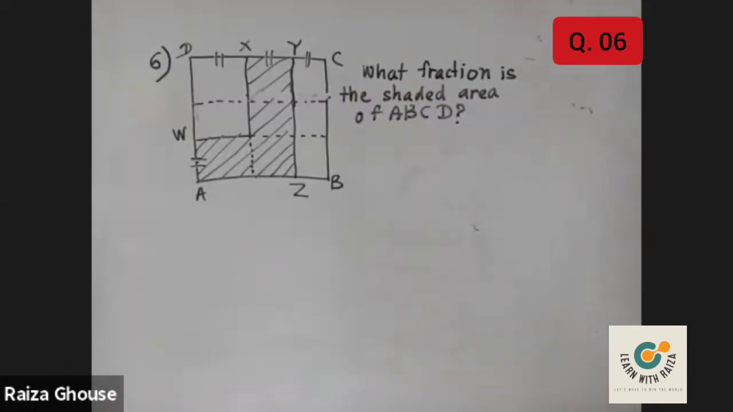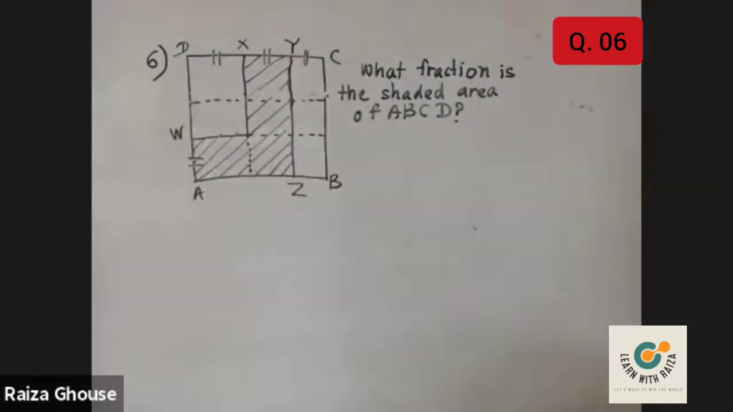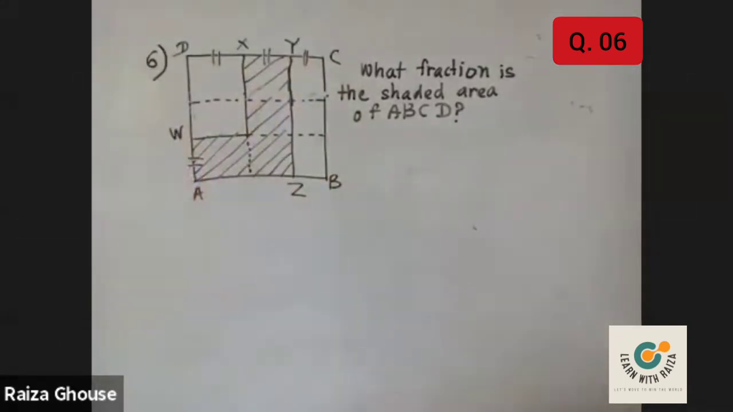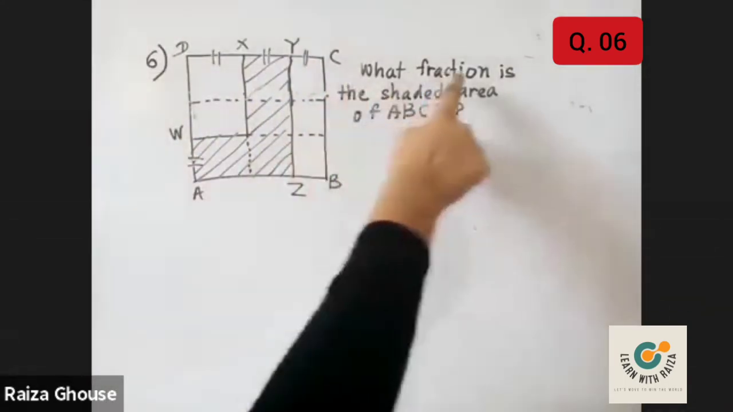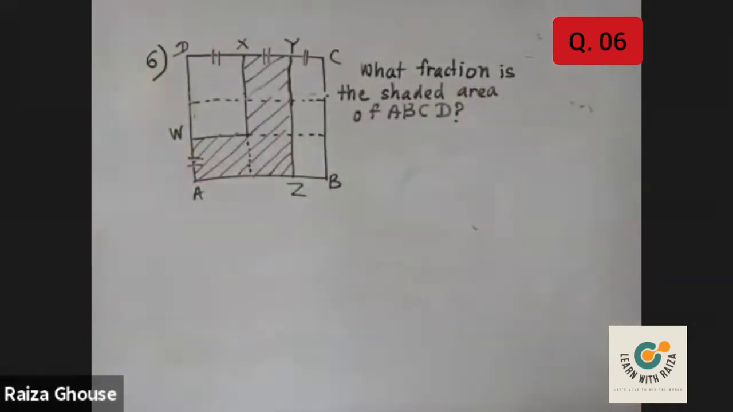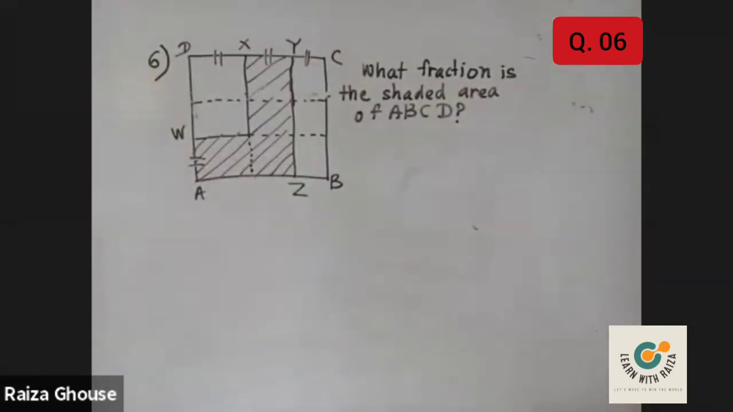Question number 6. Now this is a square ABCD. And you can see some data are given: DX equals XY equals YC equals AW. So the question is, what fraction is the shaded area of ABCD from the whole square? What is the fraction of the shaded area?